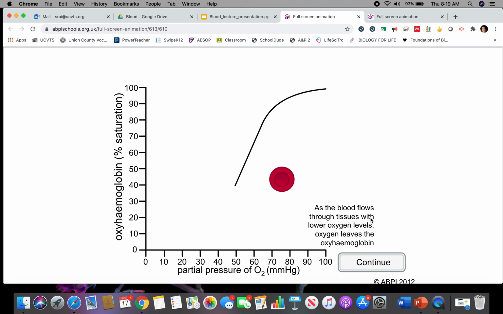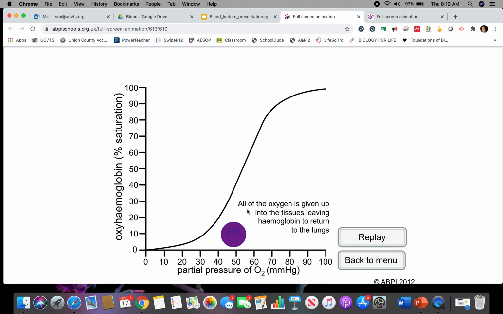As the blood flows through the tissues with lower oxygen levels, oxygen leaves oxyhemoglobin. And you can notice the color change. Essentially, by the time it reaches the capillaries and tissues, all the oxygen is given up into the tissue, leaving the hemoglobin to return to the lungs. By the time it gets to very low pressure areas in the capillaries, it has released all the oxygen. So now there is no oxyhemoglobin present.